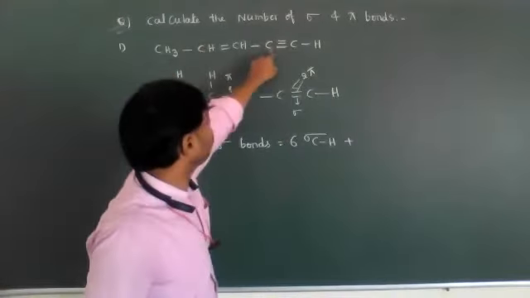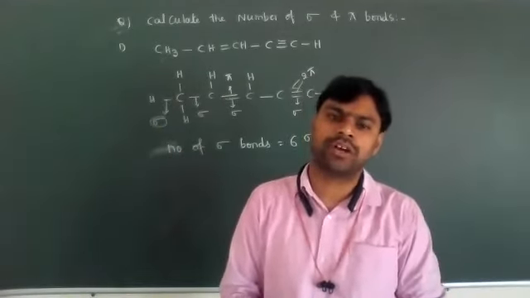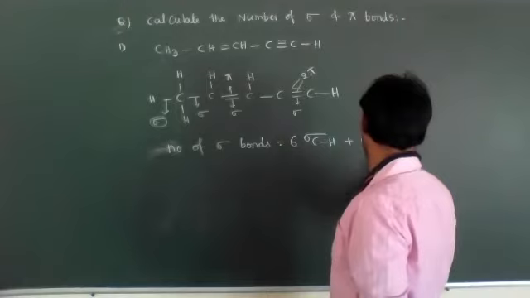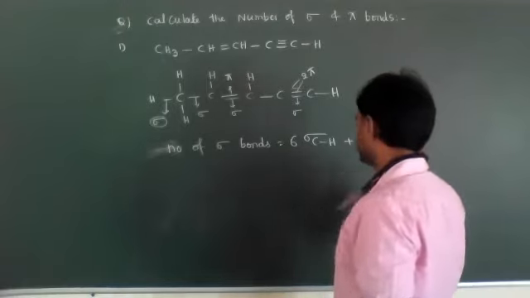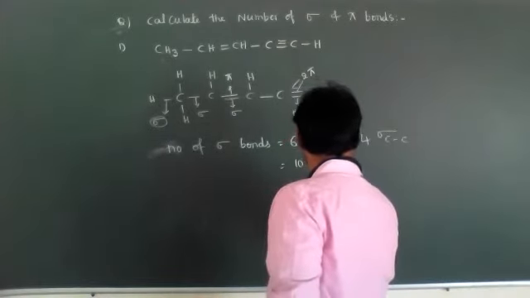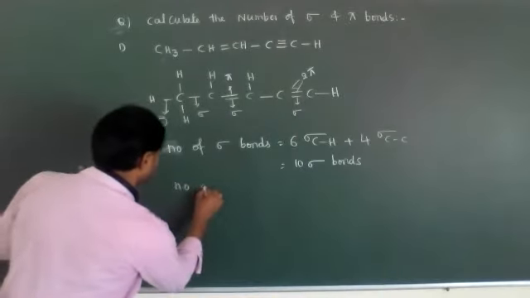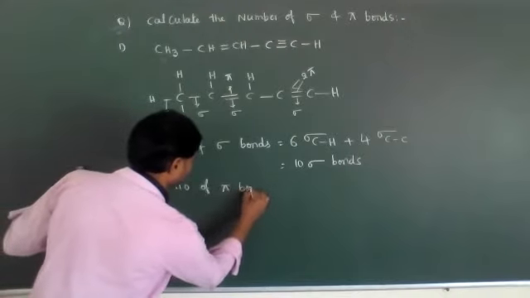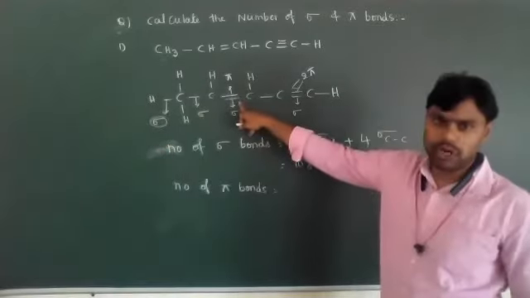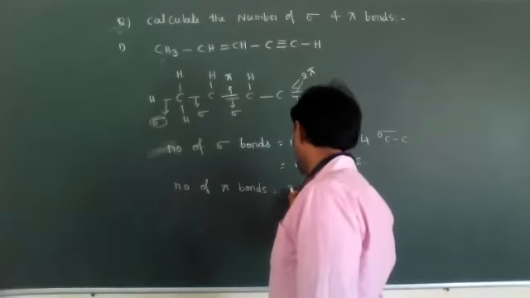Total 1, 2, 3, 4, 5. So 5 carbon atoms are present in the open chain. They can form how many sigma bonds, dear students? Carbon-carbon sigma bonds 4. So total 6 plus 4 is equal to 10 sigma bonds. Next, number of pi bonds. How many pi bonds are present here, students? See here, a double bond means 1 pi bond, and a triple bond means 2 pi bonds. Total 3 pi bonds.